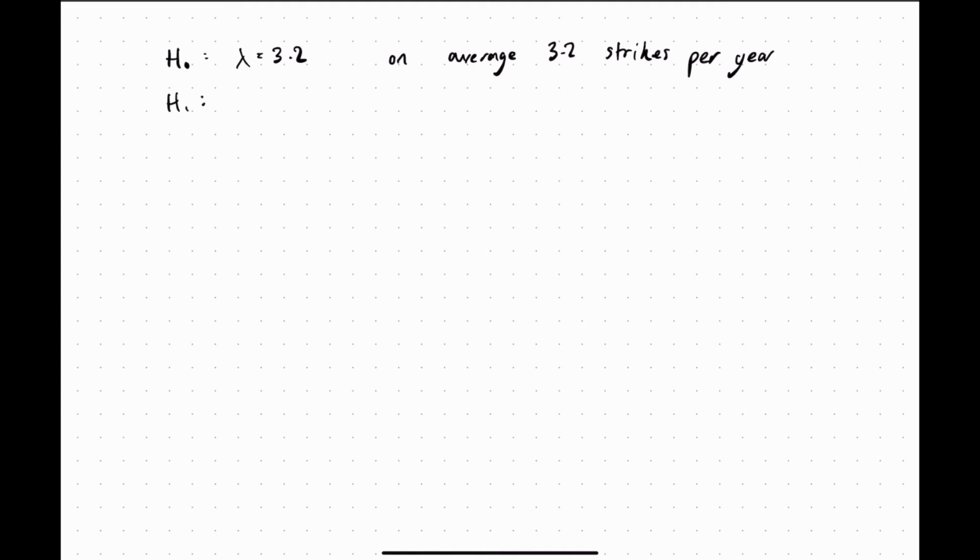H1, mu is greater than. We're doing one-tailed. They've suggested an increase only, so we're only looking at one-tailed, so greater than 3.2. On average, more than 3.2 strikes per year. I should say lightning strikes, but yeah, cool.